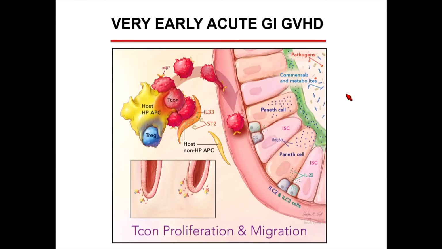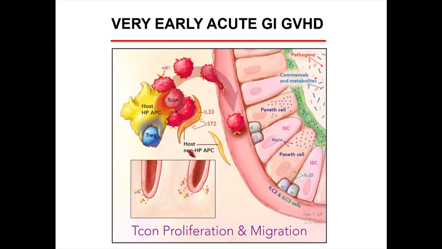So this is the slide that you've seen before. We've heard about how the host antigen presenting cells are very important. We've got these donor T cells that are activating. The single best biomarker in all of the studies that have been performed, both by our groups and others, the single best biomarker is ST2. The vast majority of ST2 comes from the GI tract, and it comes from stromal cells and endothelium, some epithelium as well.